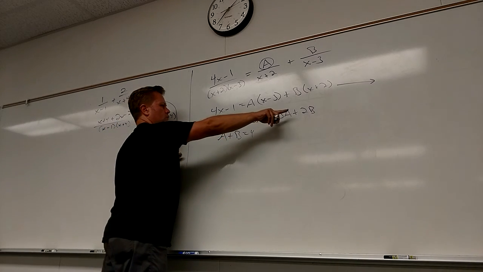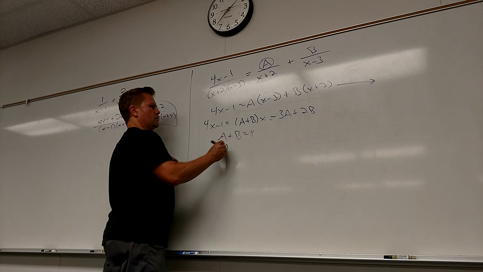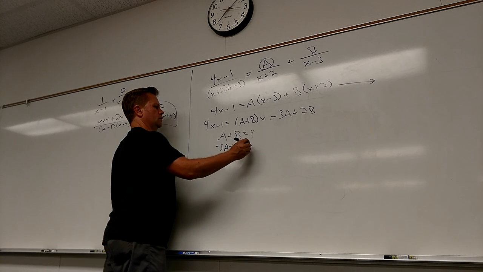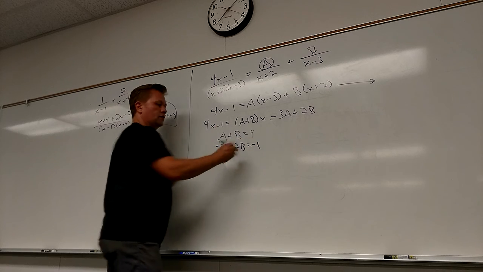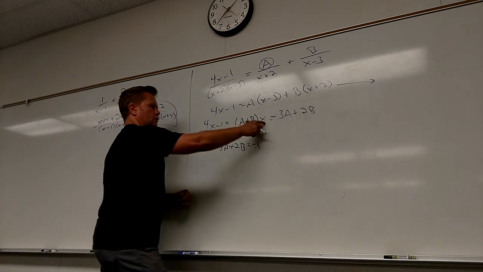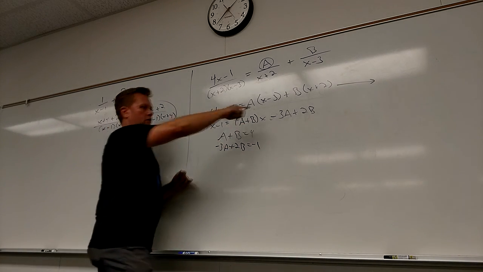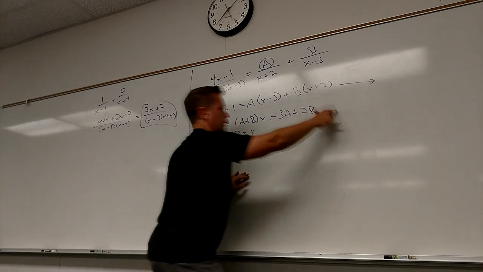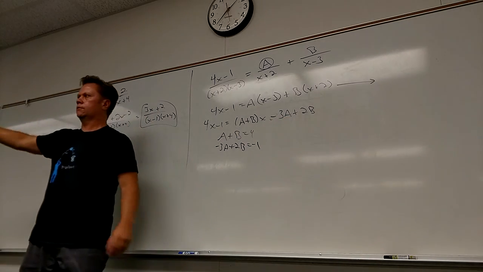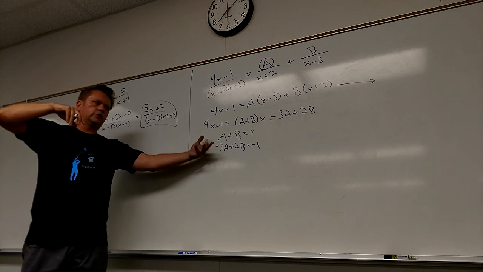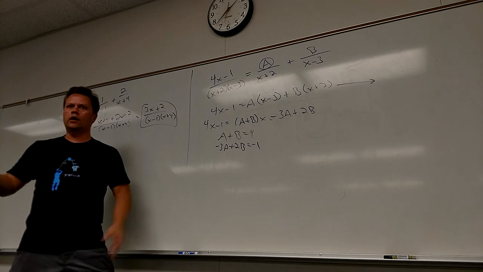And negative 3a plus 2b has to be negative 1, the constant piece. The x piece coefficient has to equal the x piece coefficient. The constant has to equal the constant. If there was x squared, it would have to equal x squared, and so forth. And you get a little system of equations.